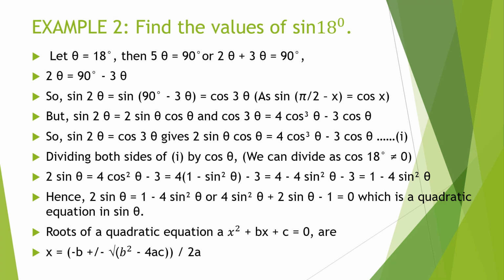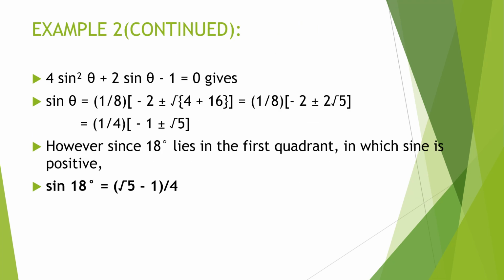We know that if we have a quadratic equation ax square plus bx plus c, then the roots are given by minus b plus or minus root of delta, which is root of b square minus 4ac, upon 2a. So let us apply this to our quadratic equation. If we apply the formula to 4 sin square theta plus 2 sin theta minus 1 equal to 0, we get sin theta is equal to minus b, means minus 2, plus or minus root of b square minus 4ac, means 4 plus 16, upon 2a, which is 8.